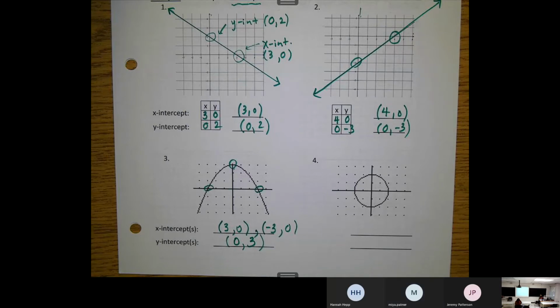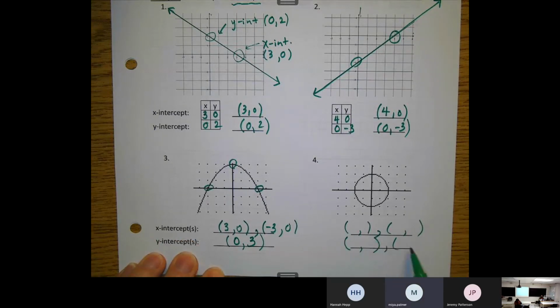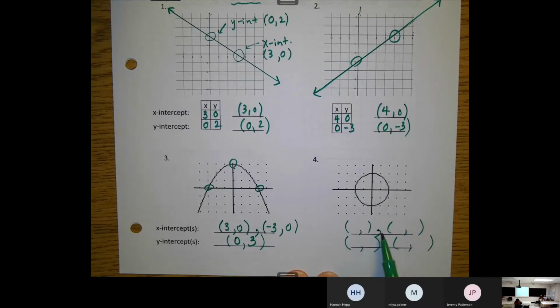No. Oh, okay. How about with our circle over here? How many x-intercepts does it have? 2. Yep. And what about y-intercepts? 2. Yeah. If we're on homework and we're trying to list intercepts, it'll ask you to put a comma between them. So maybe that first ordered pair and then a comma and then the second ordered pair.